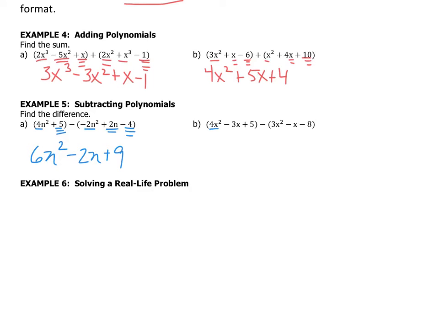On the next one, 4x squared minus 3x squared leaves me with x squared. Negative 3x minus negative x. Remember that becomes plus positive x, so negative 2x. And then 5 minus negative 8, which is 13. Be really careful on the subtraction ones. It's really easy to go quickly through it and forget that subtracting on the outside of the parentheses goes through everything first.